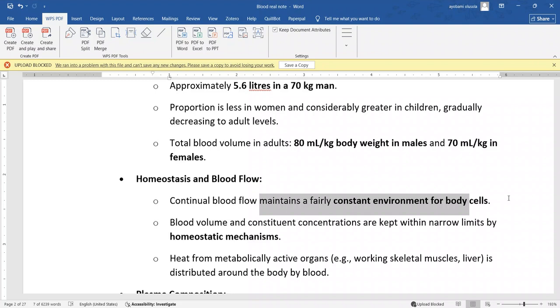Now, the internal environment actually is our extracellular fluid compartment and majorly represented by the plasma. So the blood volume and the components of the blood must be kept within narrow limits. The concentrations must be kept within narrow limits by homeostatic processes. Now, I told you in homeostasis, what we are concerned about are the components of the plasma.